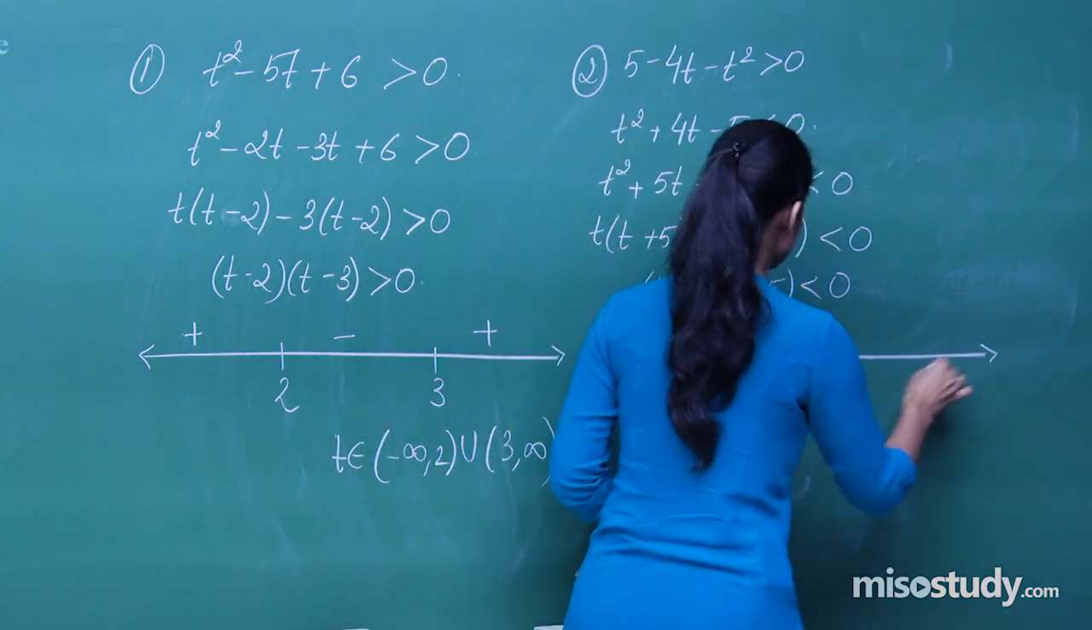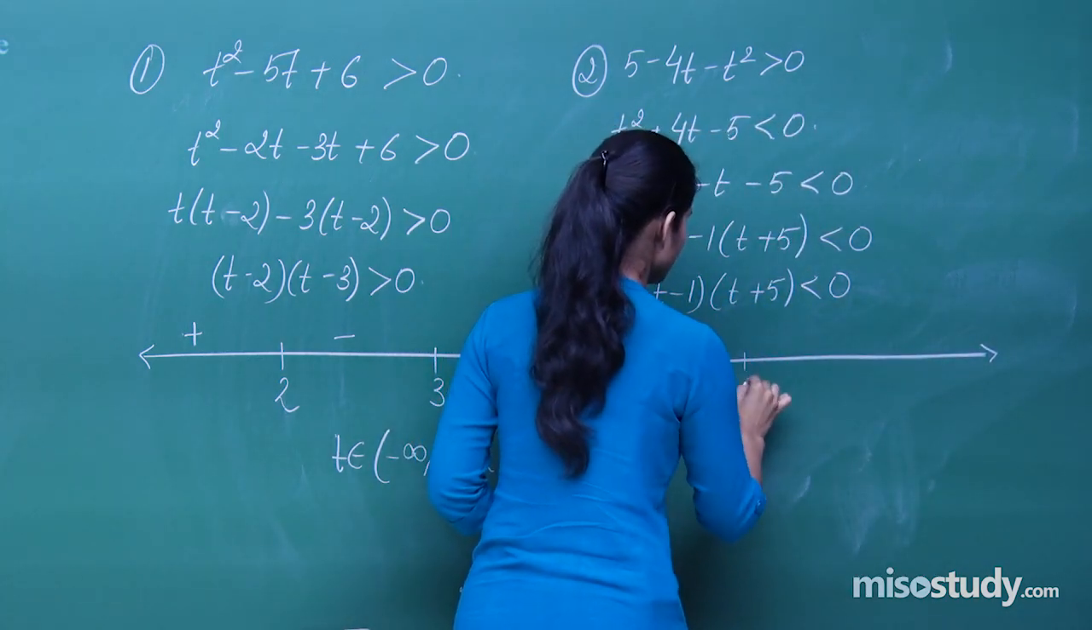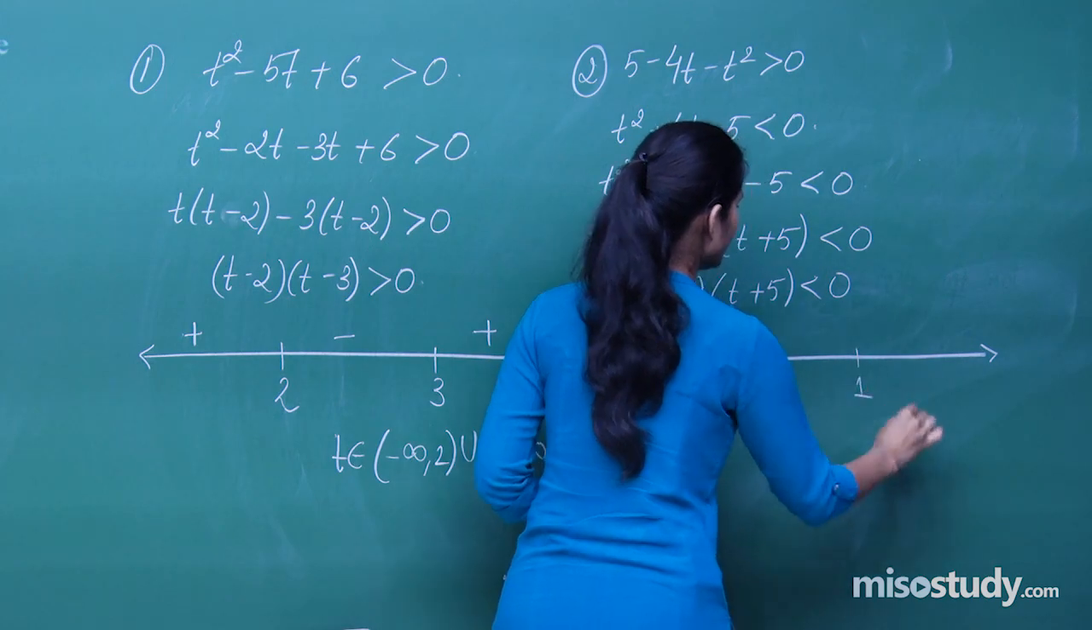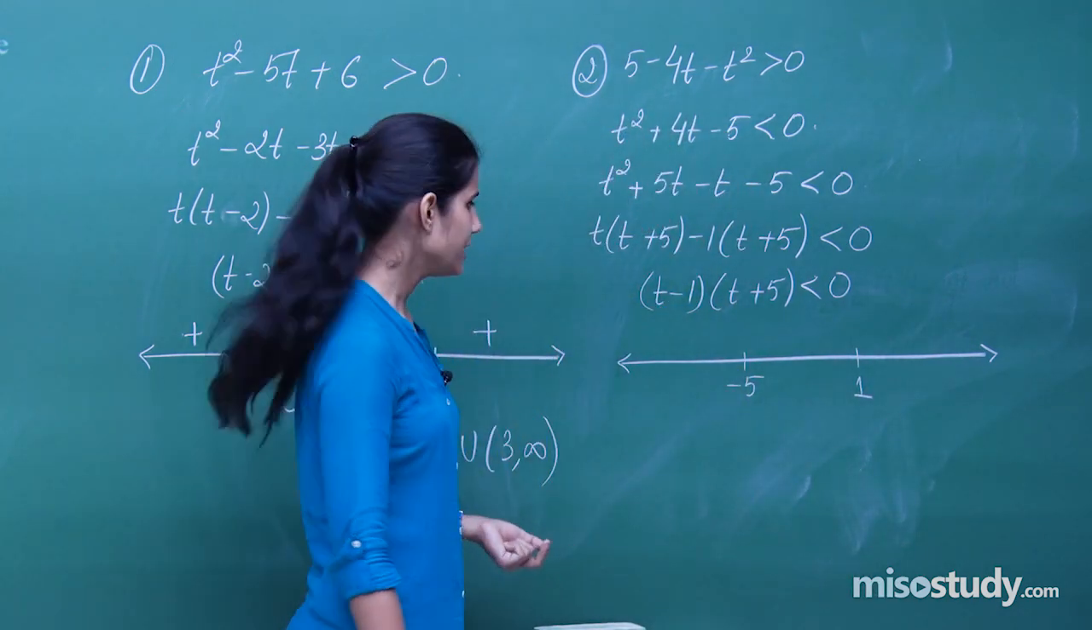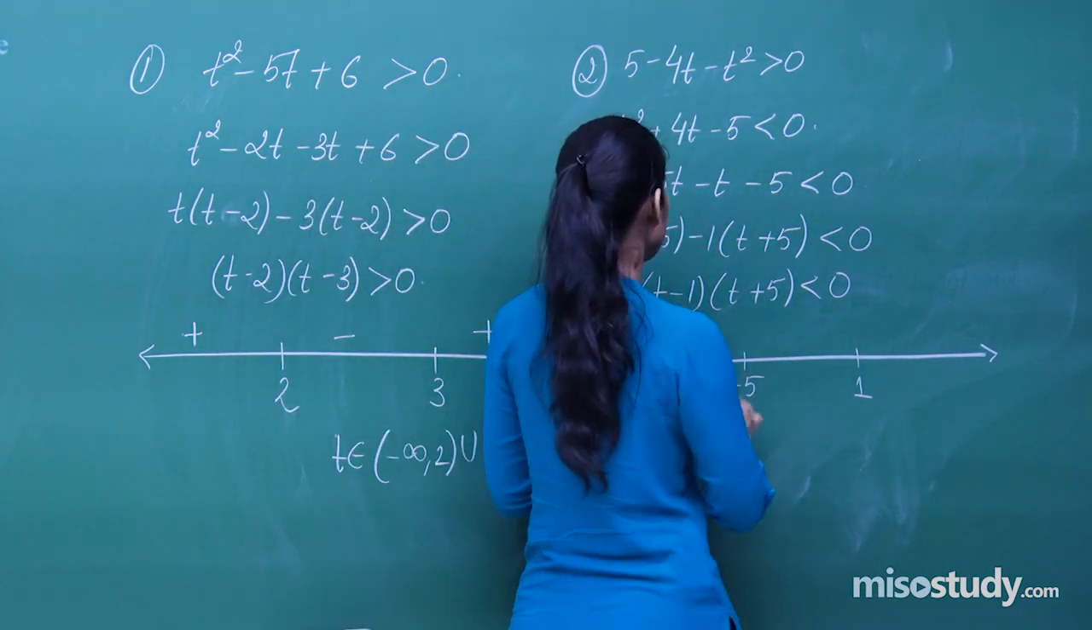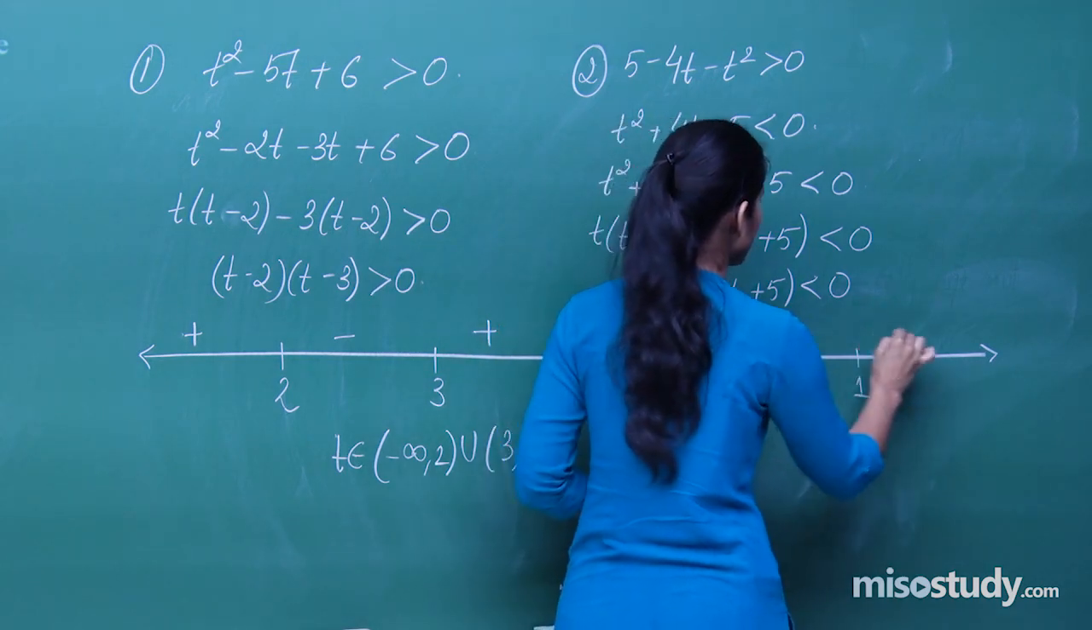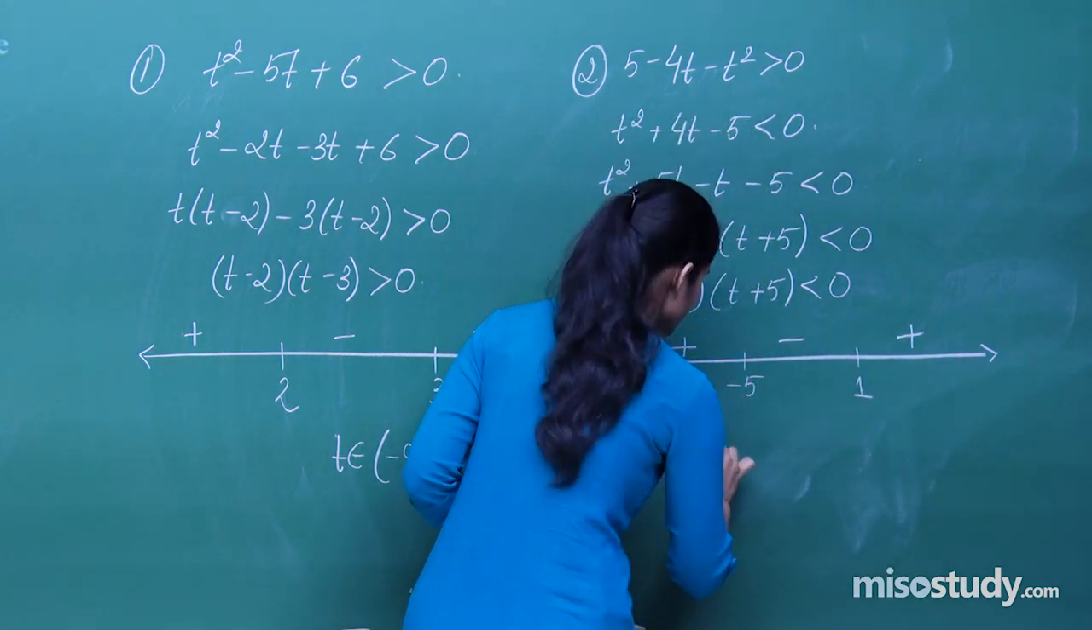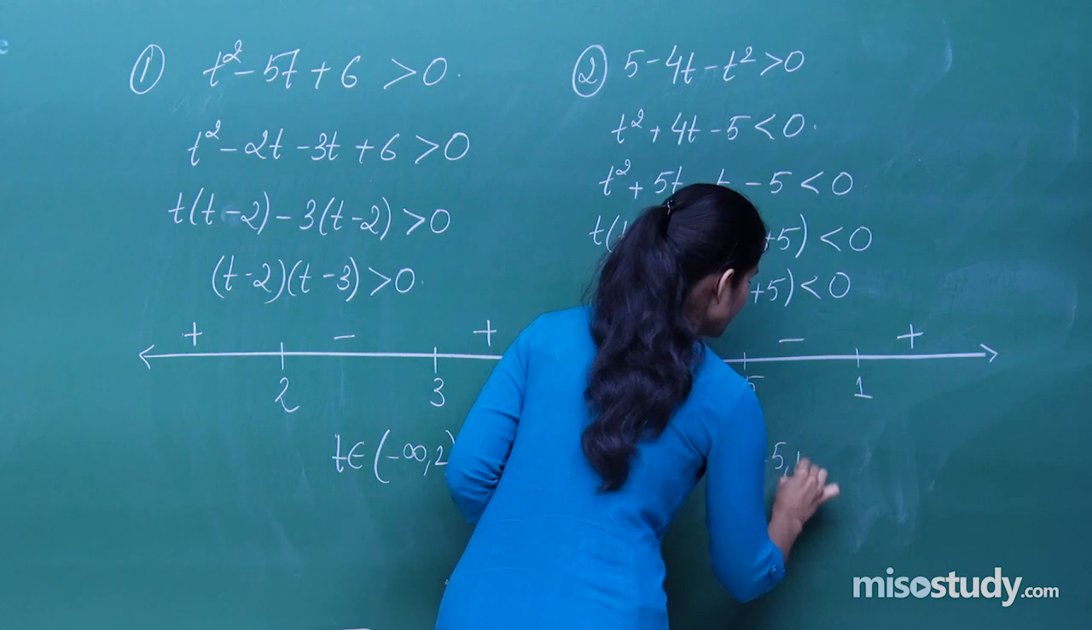Again try to look at this. This is minus 5 and this is 1, right? Over here you are going to see, here you are getting positive, negative and then positive. So your t is belonging to minus 5 comma 1.